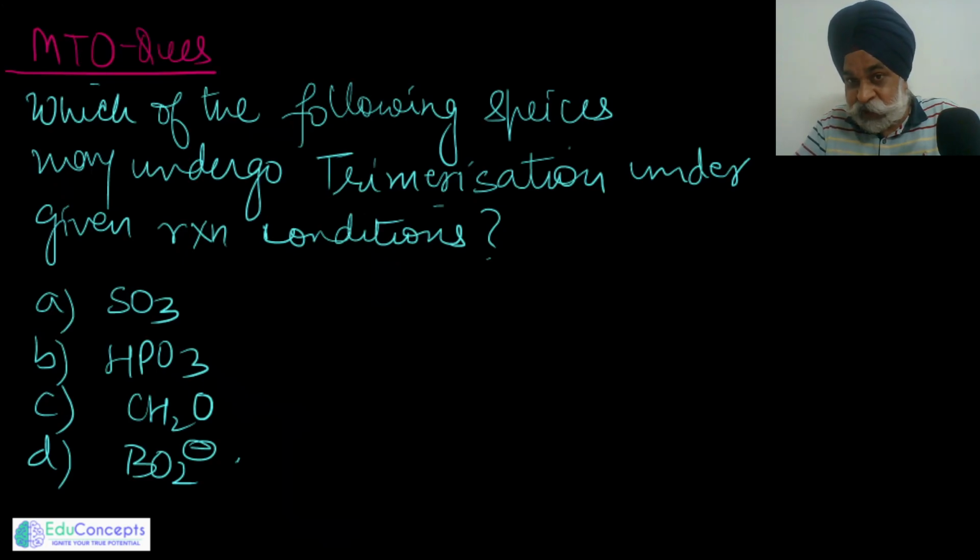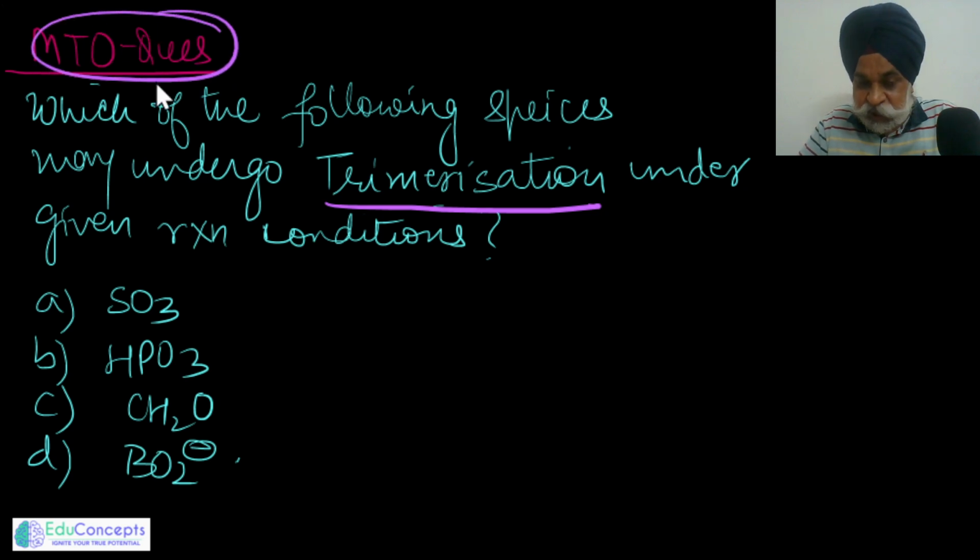This could be an expected question in the upcoming exam. Which of the following species may undergo trimerization under a given set of conditions? They will ask you SO3, more than one choice question. They can say it like this: SO3, metaphosphoric acid, formaldehyde, and metaborate. So all of these, the answer to this question is A, B, C, D.